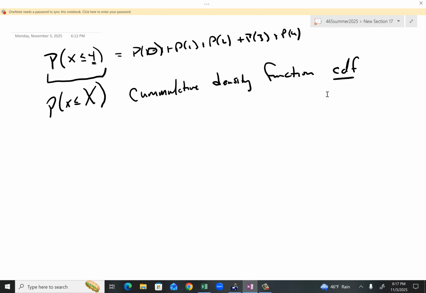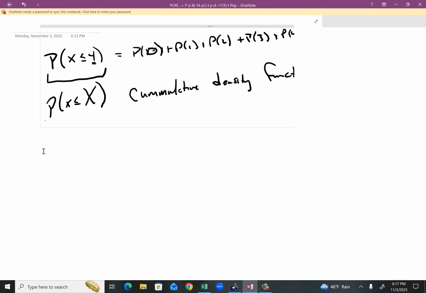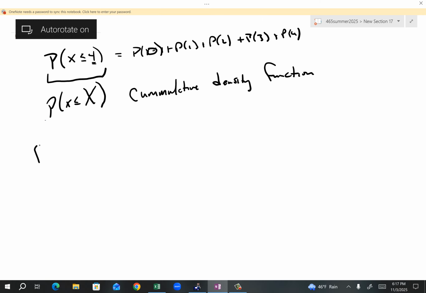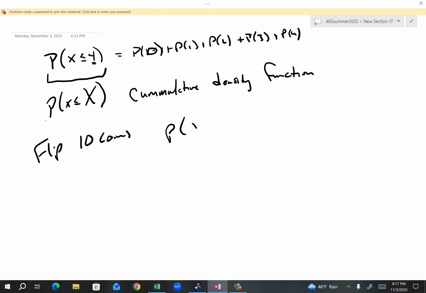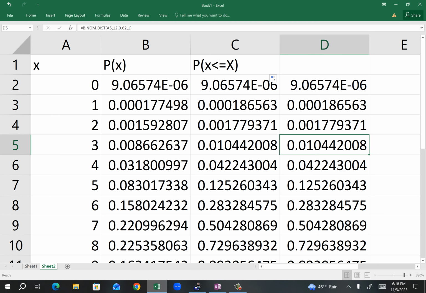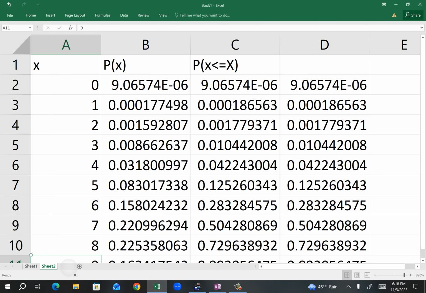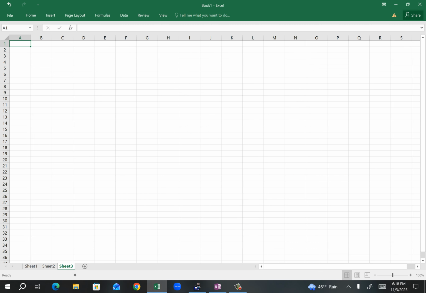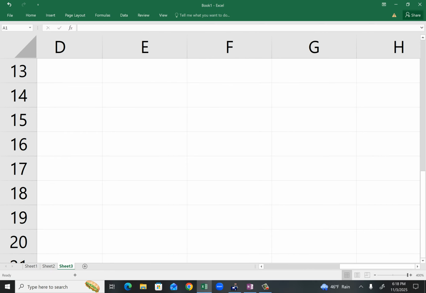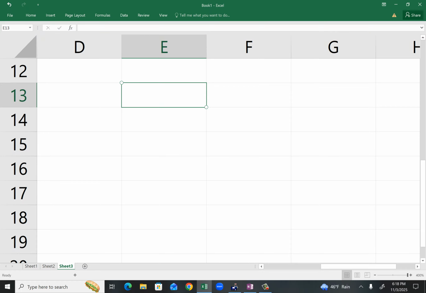Now, let me give you an example. Let's flip coins. I hate coins, but let's do it. Let's flip 10 coins. What is the probability that I will get less than or equal to 7 heads? Well, it's literally this. Less than or equal to 7 is going to be equals BINOM.DIST.